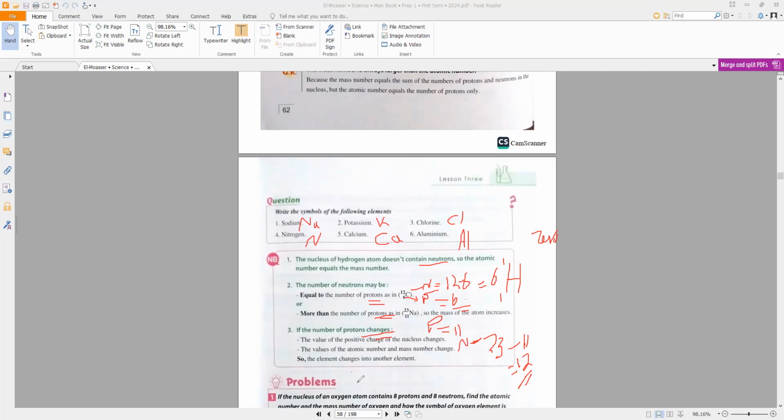So the element will change into another element. Why? Because if the number of protons changes, this becomes another element. Okay.